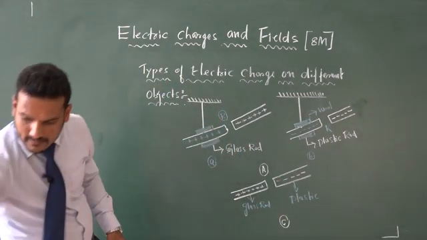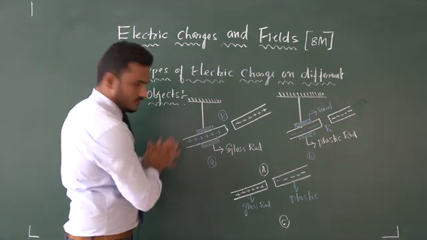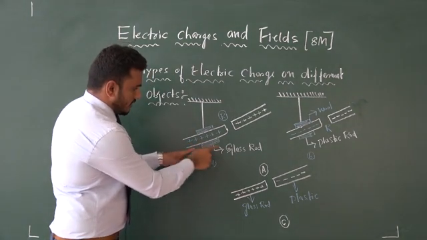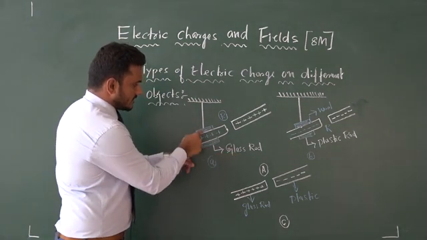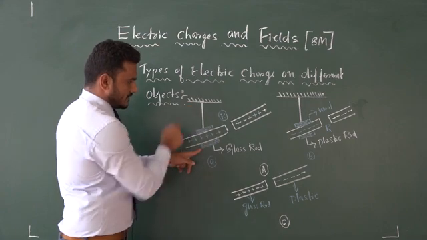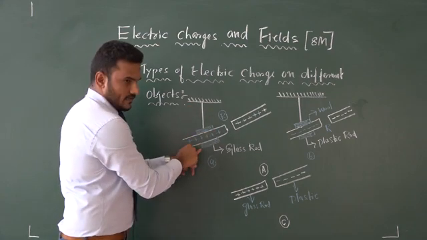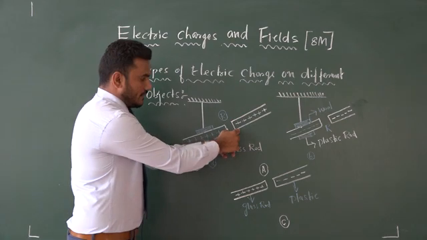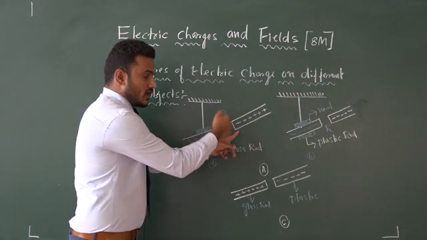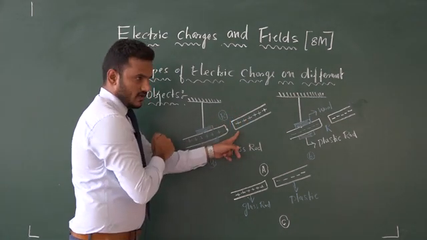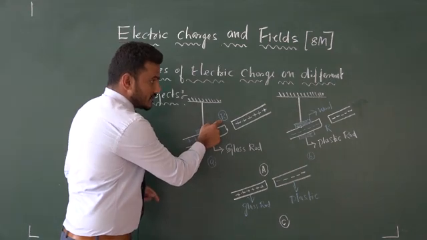I repeat the experiment again. Look at the board. Now I have taken the glass rod rubbed with a silk cloth and it is suspended by a rigid support. So it acquires a positive charge. Now I am bringing a similarly charged rod near the glass rod, so they repel each other.